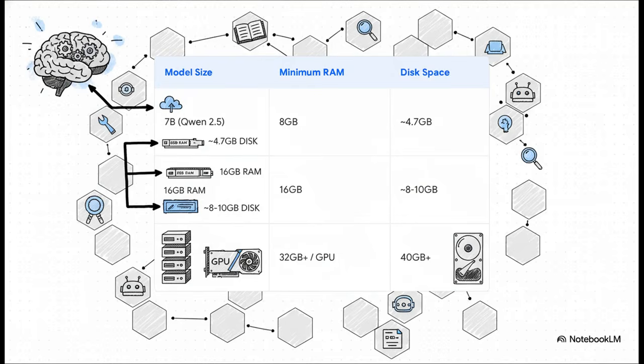So what does your machine actually need? For a 7 billion parameter model, which is a great starting point, you'll want at least 8 gigabytes of RAM. Want to run a slightly bigger 13B model, you should probably have 16 gigs. And for those really huge 70B models, you're going to need a pretty powerful machine with a dedicated graphics card, a GPU, to handle all that heavy lifting.